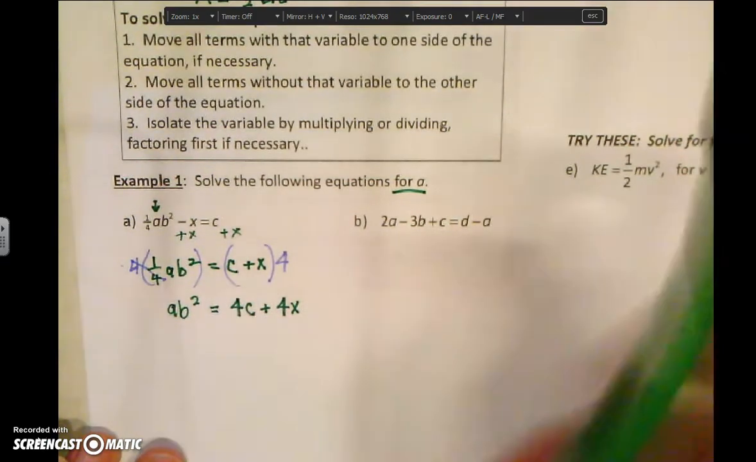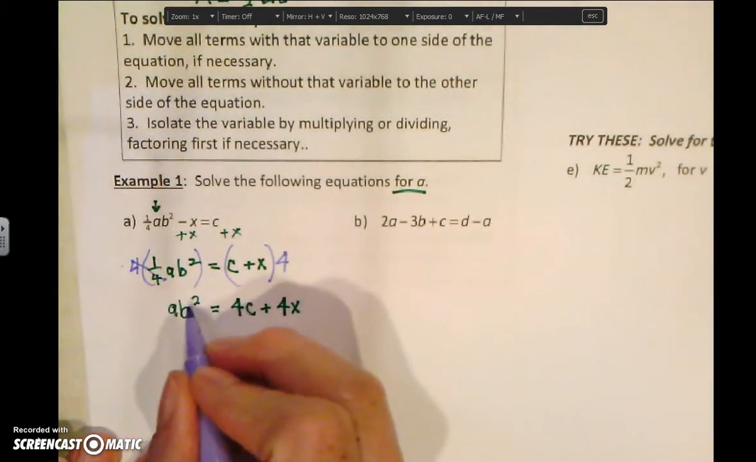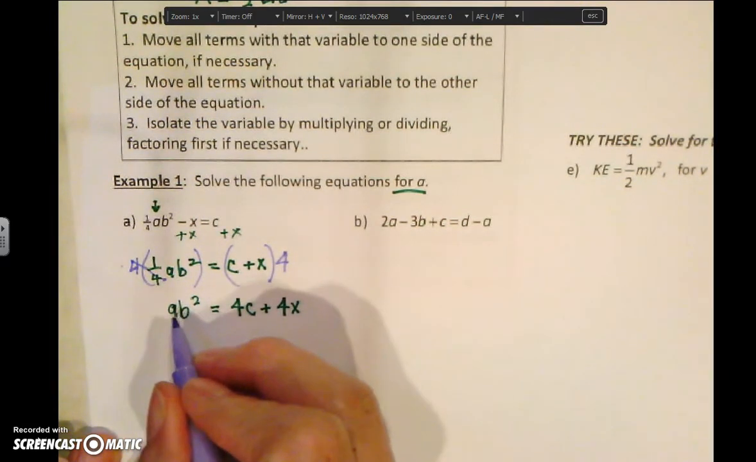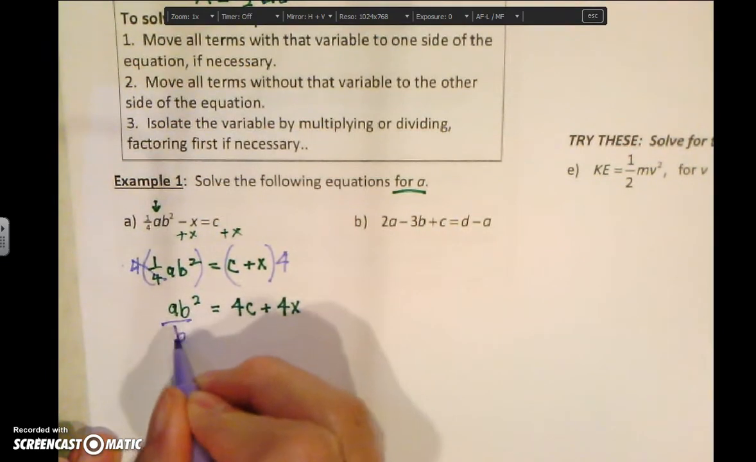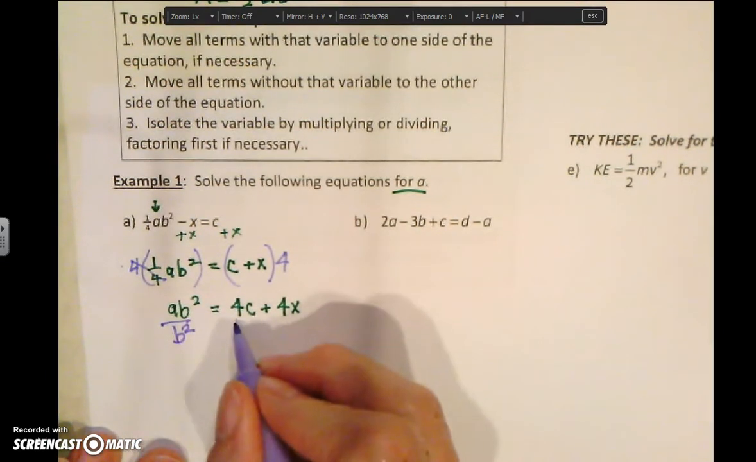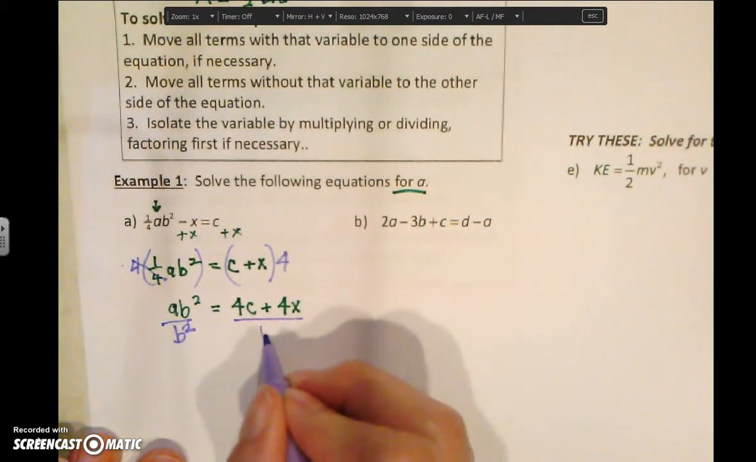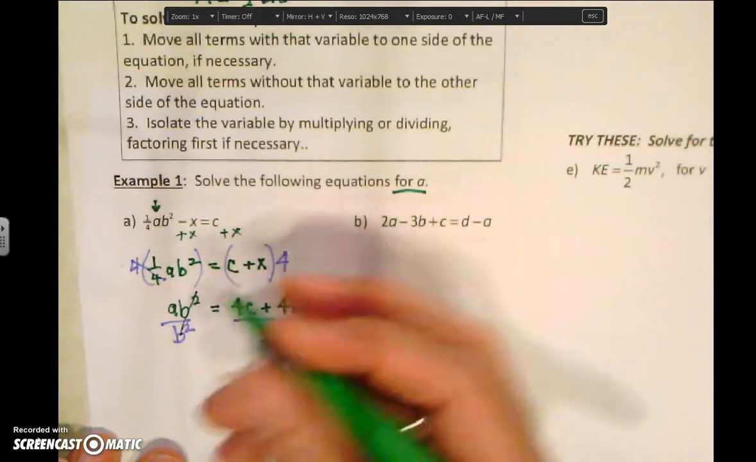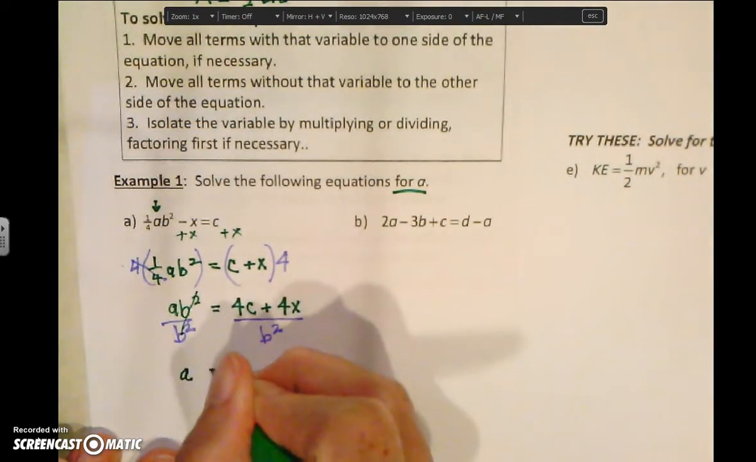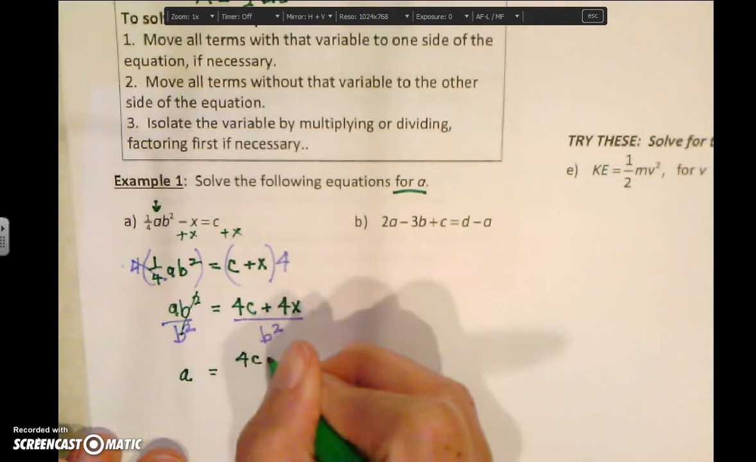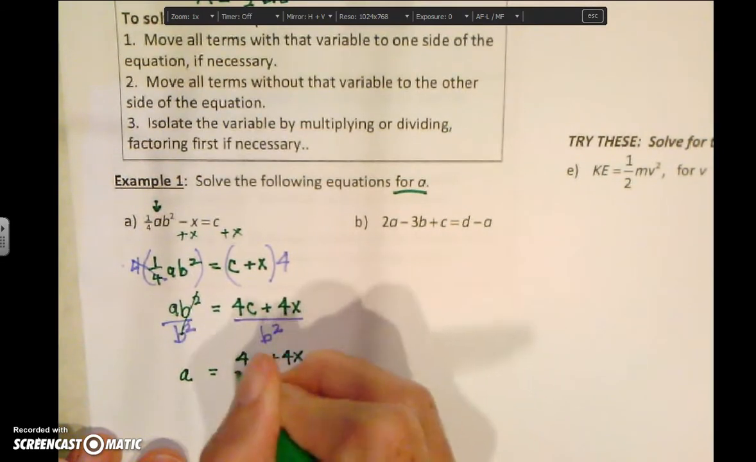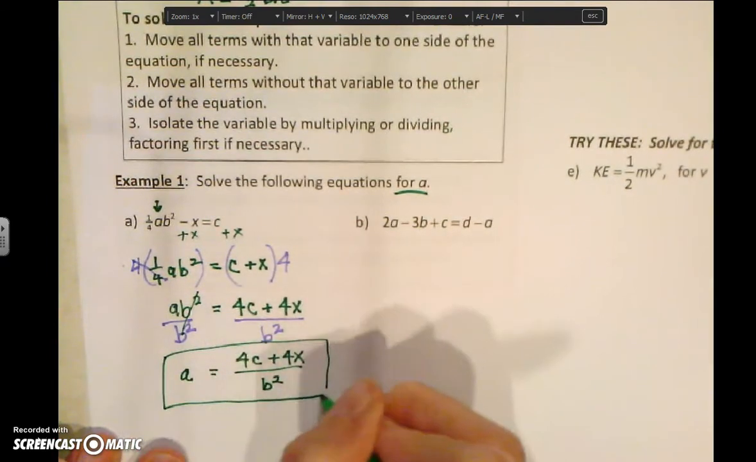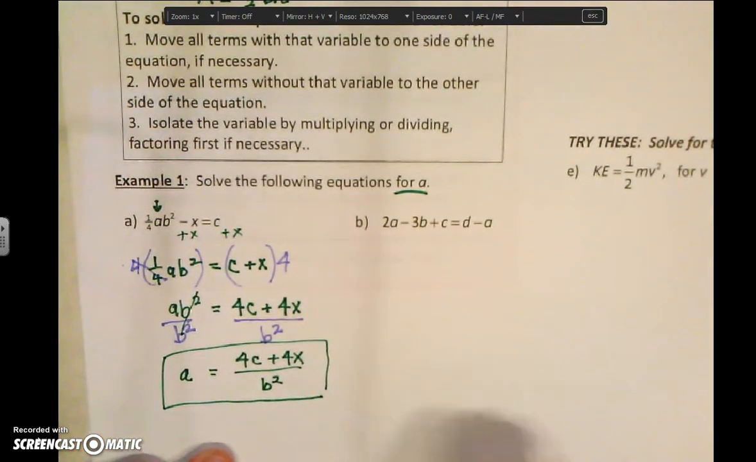My last step in wanting to isolate my A, I still have the B squared attached here, is I want to undo this. So since it is multiplied on, to undo it, I'm going to divide by that B squared, and I'm going to divide the whole side by B squared. So then that's going to, again, cancel, and that's going to leave me that A is equal to 4C plus 4X, all divided by B squared. And that's my answer on that.